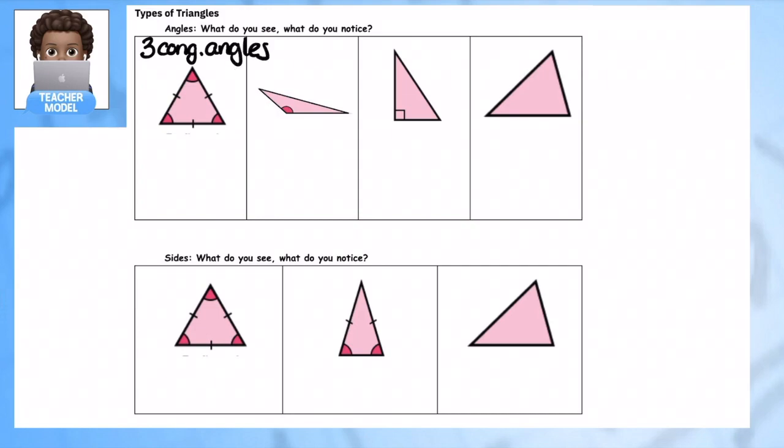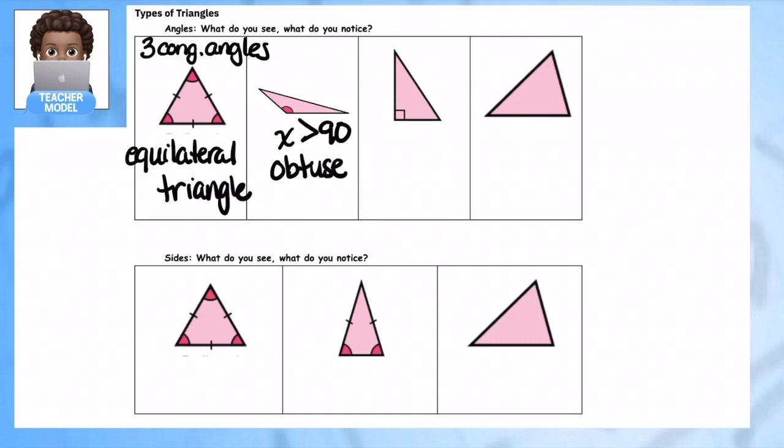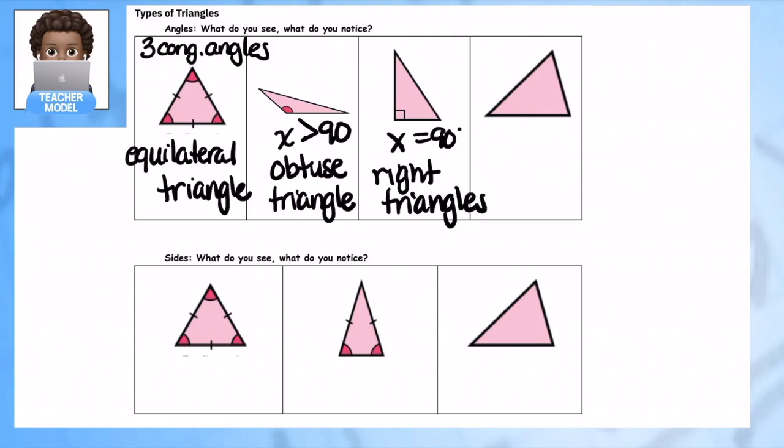And we call this an equilateral triangle. Now, if your triangle has an angle that is bigger than 90 degrees, then we call it an obtuse triangle. If your triangle has an angle that is equal to 90 degrees, then we call it a right triangle. So you see how its name is based on this angle, an obtuse angle, a right angle.